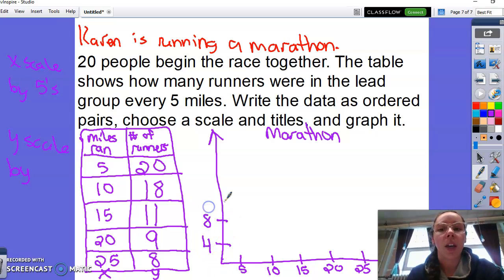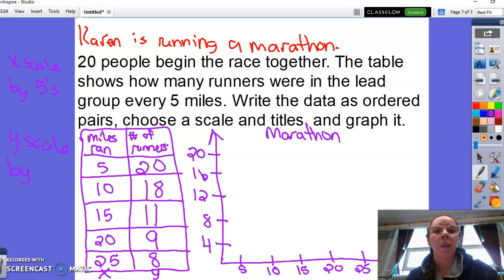4, 8, 12, 16, 20. Now when you're graphing, you want your steps to be as equal as possible. When you're using graph paper, it's a lot easier, but when you're freehanding, make your steps as equal as possible. And then we would just go in, here, by 4s. Then we would just go in and start plotting our data.